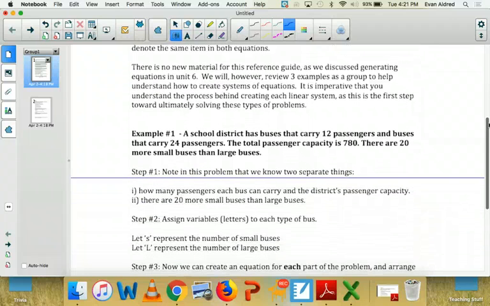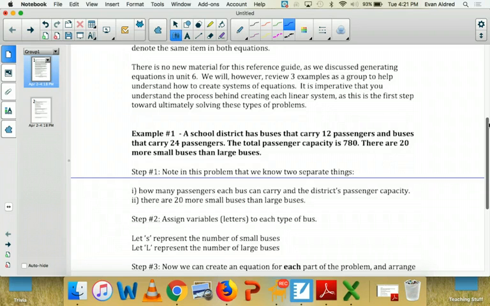All right, so there's no new terms, or nothing that's really brand new here. We looked at the end of Unit 6 at setting up equations, whether in slope-intercept form or even in point-slope form. We're just extending on that. So now instead of just setting up one equation, we're going to be setting up two. And there's three problems on this reference guide. The first two are done for you. We're going to go through those as we always do, and then we'll do the third one together.